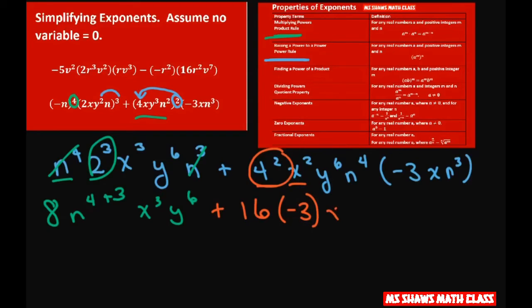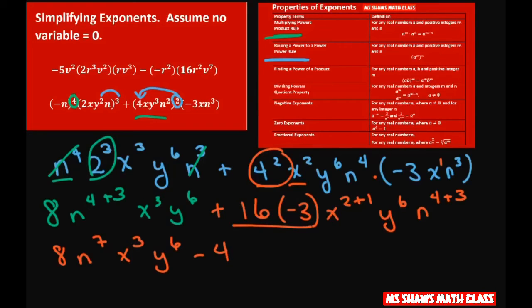So I have x to the 2 plus 1, because here we're multiplying. We still have y to the 6th and n to the 4 plus 3. So this is going to be 8 n to the 7th, x cubed, y to the 6th. This is going to be minus 48, x cubed, y to the 6th, n to the 7th.